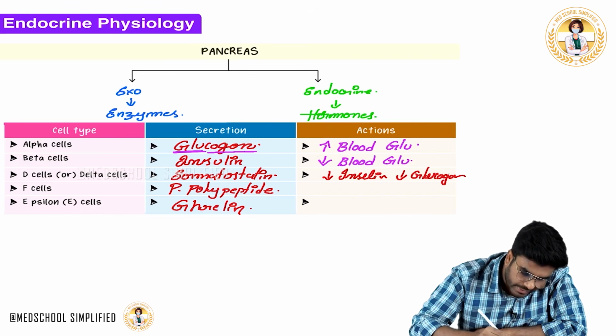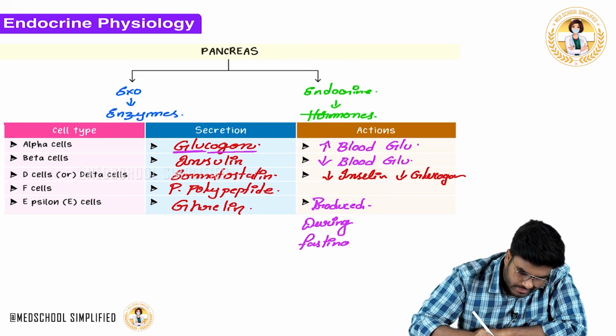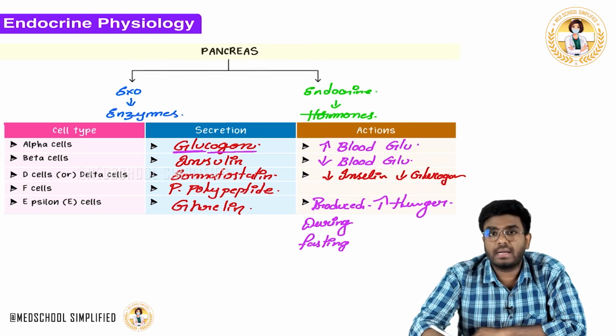An important point I want you to know is that ghrelin is produced during fasting. This ghrelin is produced during fasting. And what are the important points about ghrelin? Ghrelin increases the hunger.